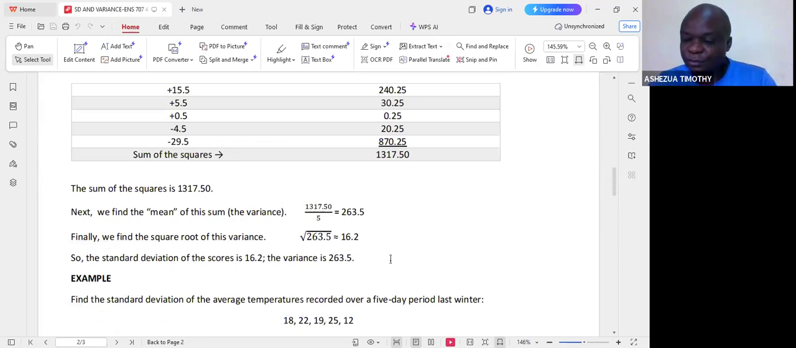The formula I will give you in the afternoon for variance is the sum of x minus x bar squared, all over n minus 1 when it is for a sample. When it is for a population, divide by n. So we will divide by 6 minus 1, n minus 1.